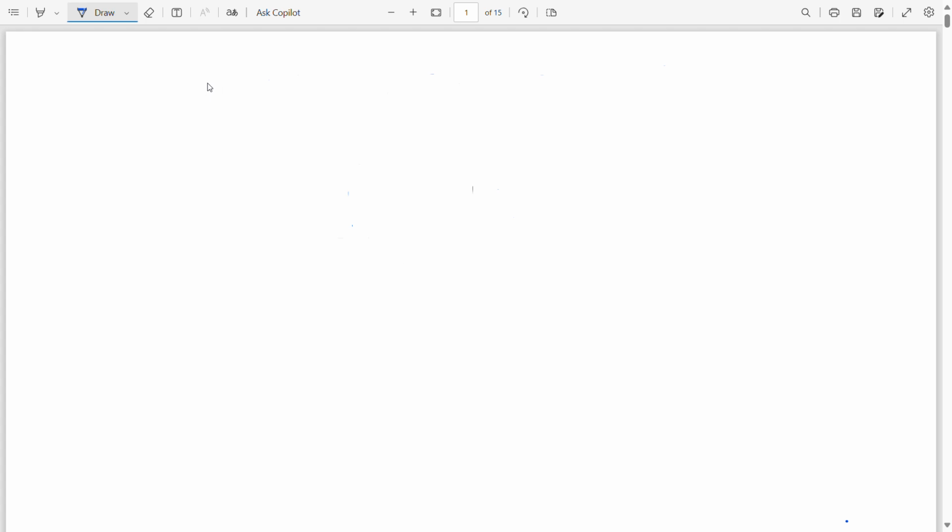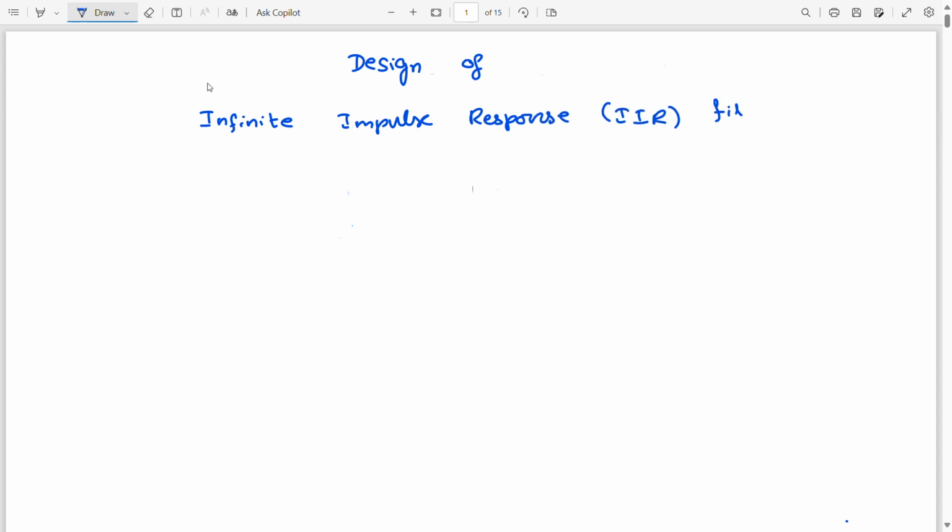In this session, we are going to briefly discuss the design of infinite impulse response filter, which is simply called as IIR filter. Let us have a small discussion on the previous sessions.